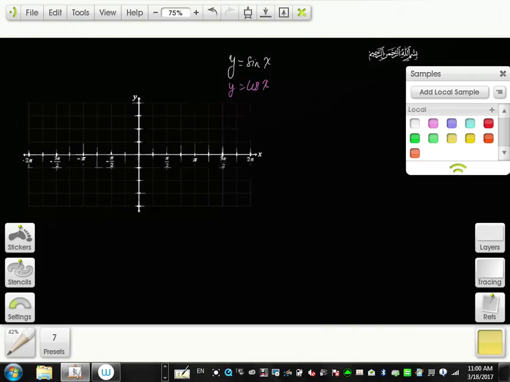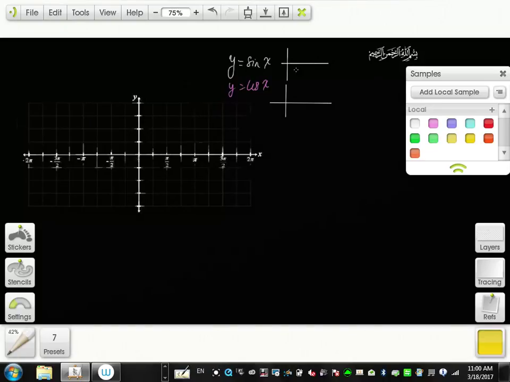Bismillahirrahmanirrahim. Okay, now look. You kind of have to memorize the graphs. In other words, it's kind of like the parent function, right? So you have to know the parent function. The first thing to know is the basic appearance of y equals sine of x and y equals cosine of x.